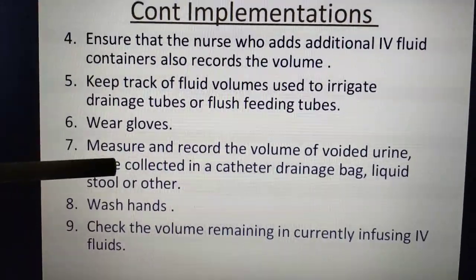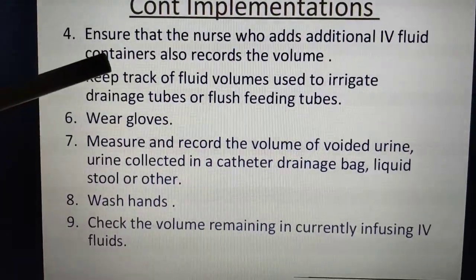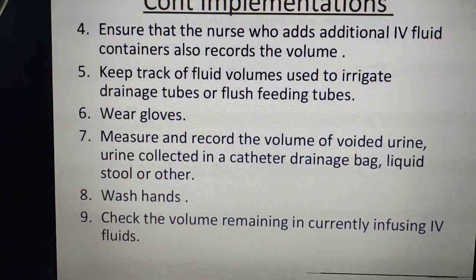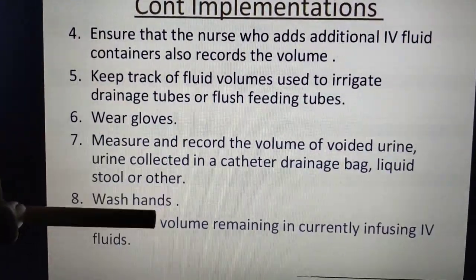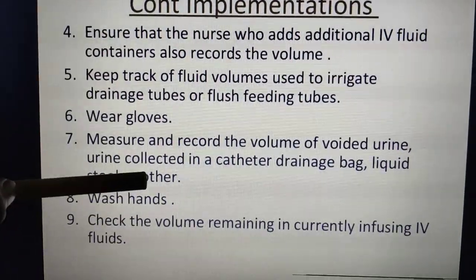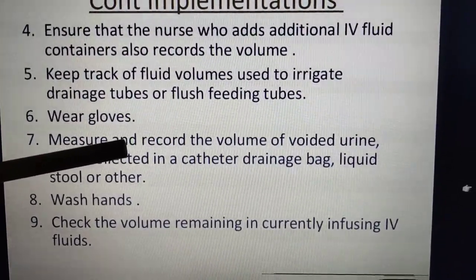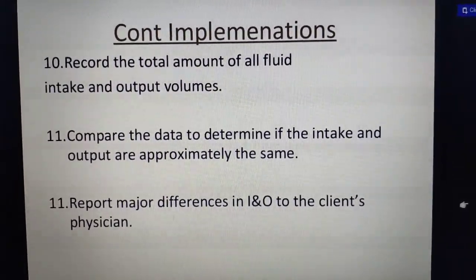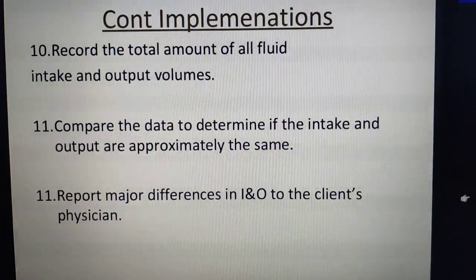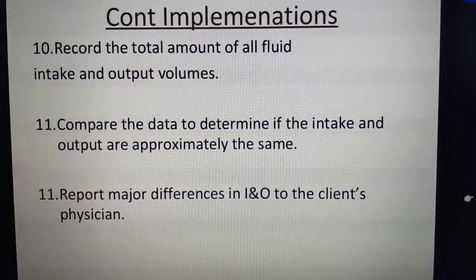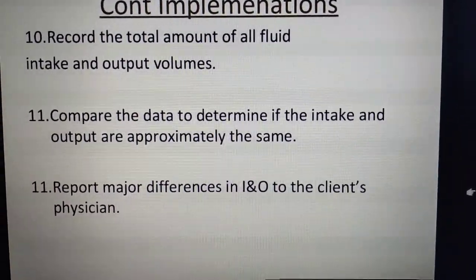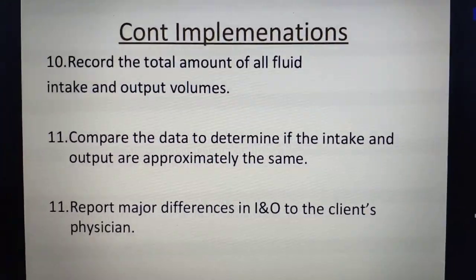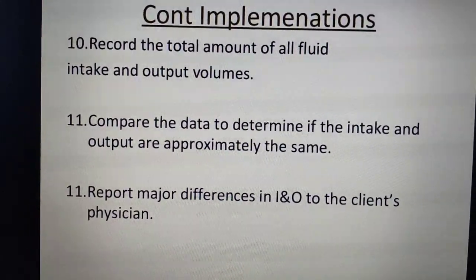And wear gloves. Next, we have to measure and record the volume of voided urine collected in the catheter drainage bag, or the liquid stool, or anything that has to be measured. After all the measuring, you have to wash hands and check the volume remaining in the currently running IV fluids. Then record the total amount of all fluid intake and output volumes and compare the data to determine if intake and output are approximately the same, or report a major difference in intake and output to the client's physician. Clear? This is all about the intake output chart.